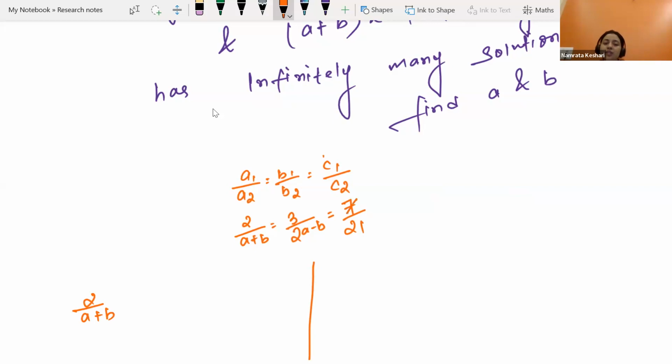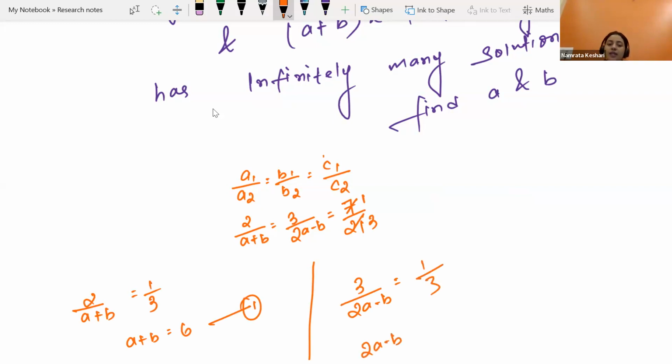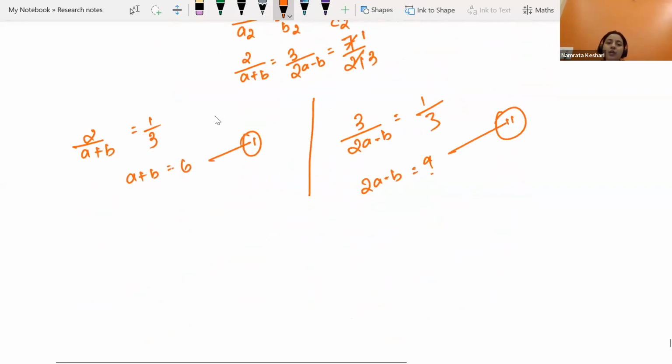The last one is 7 by 21, which can be written as 1 by 3. So we can say that a plus b is 6, equation number 1. It's that simple. And 3 by (2a minus b), we can compare with 1 by 3, so 2a minus b will be 9, equation number 2. Equation 1 is there, equation 2 is there. We just have to solve it for a and b value. You will be able to do it, right? Let me give the next question.